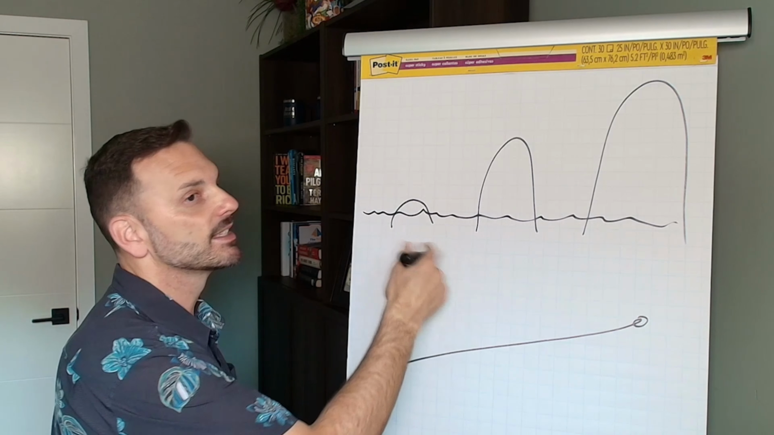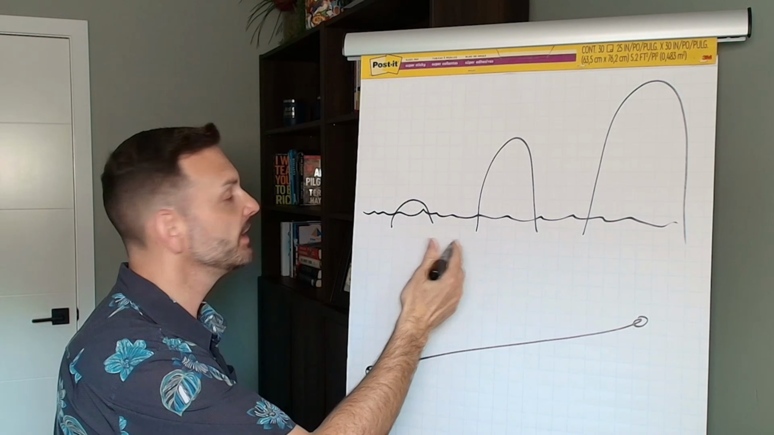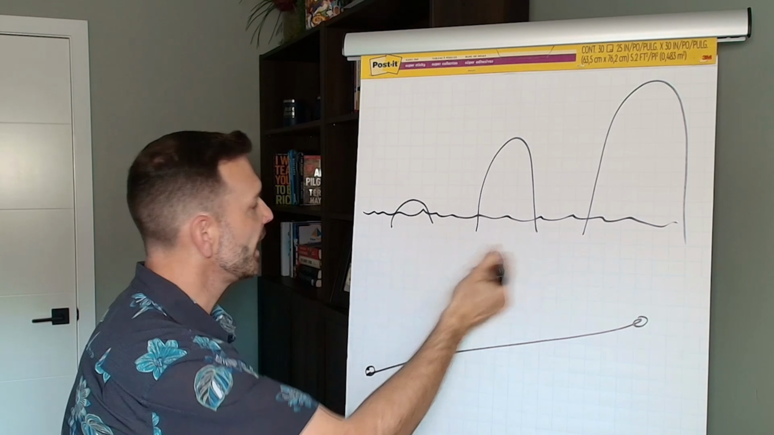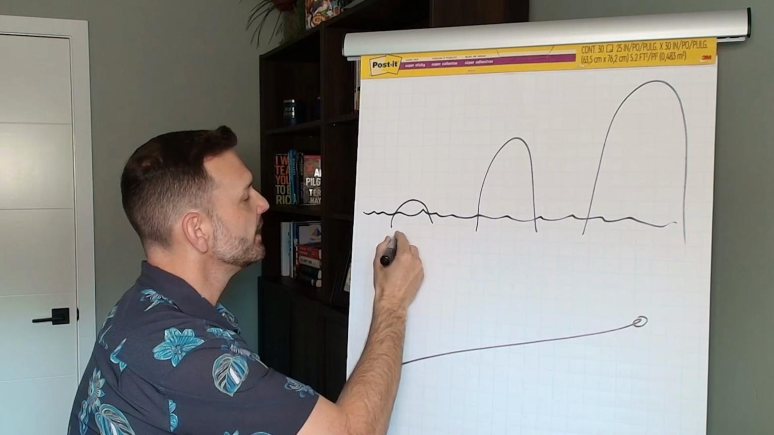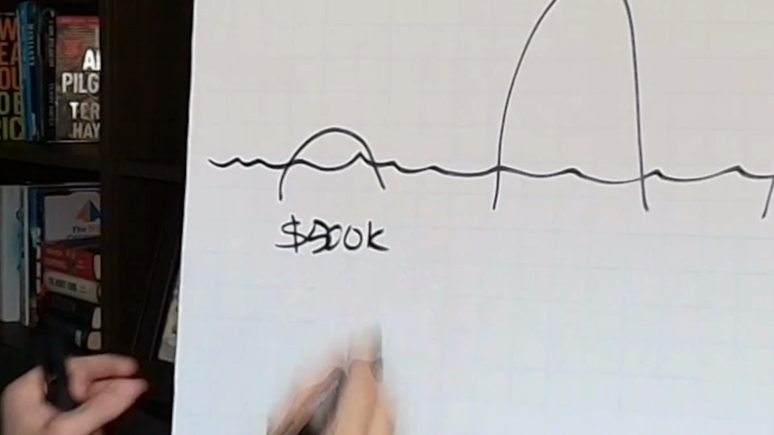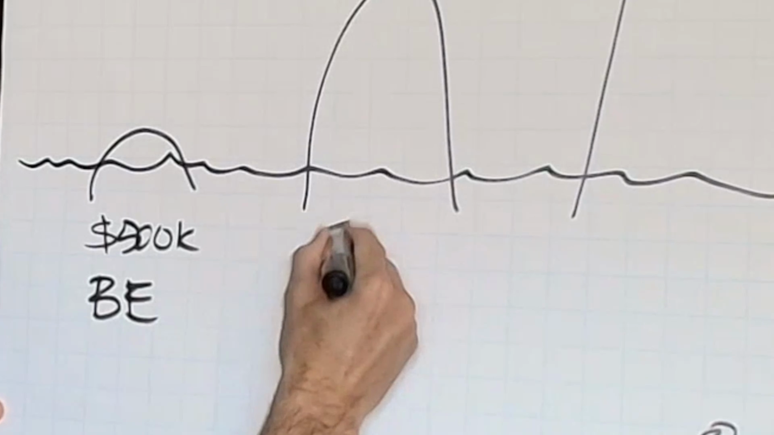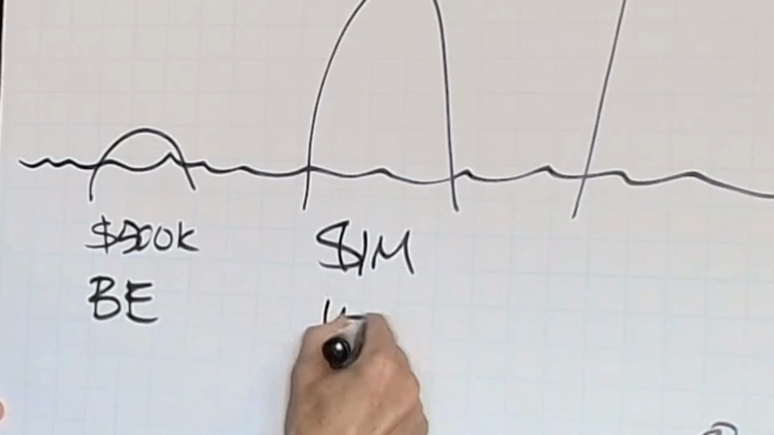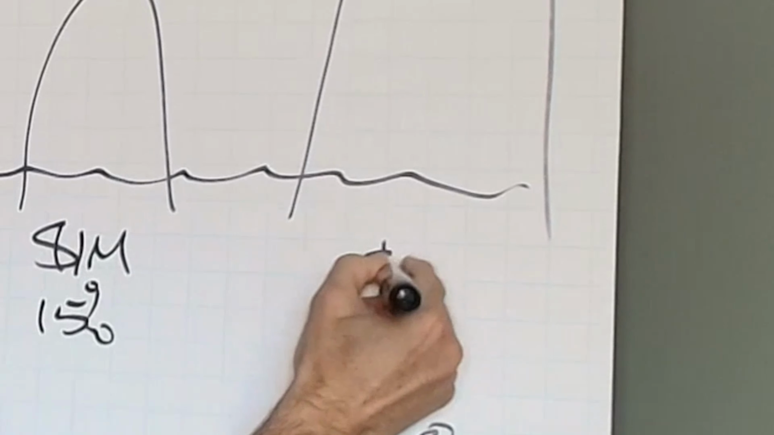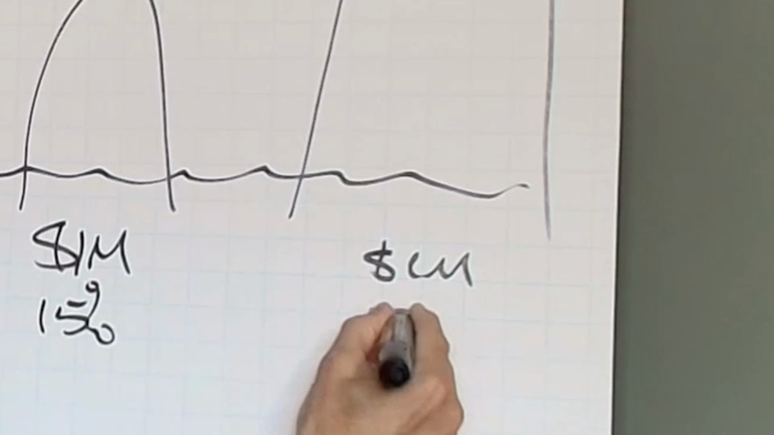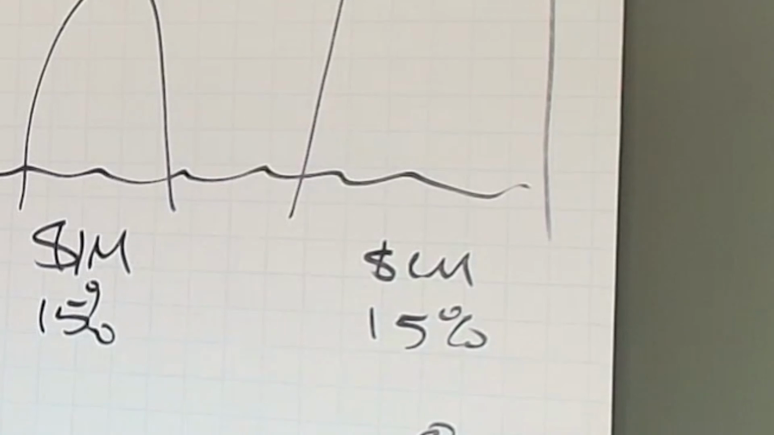Every business has these natural profit peaks, right? And so let's call these profit islands. And let's say this island is $500,000 of revenue and break even, okay? And this profit island is $1 million in revenue and a 15% profit. And this island is $2 million in revenue and a 15% profit. Okay, so those are your profit islands.